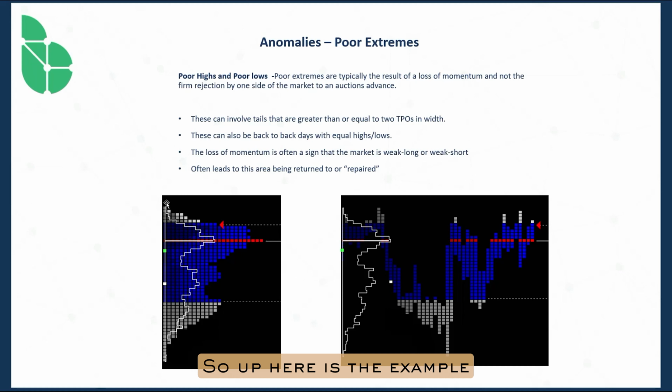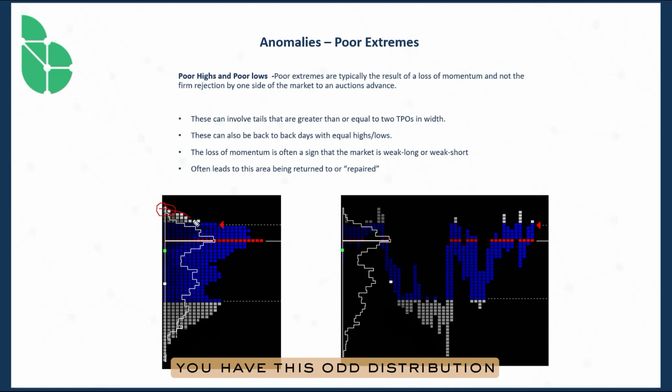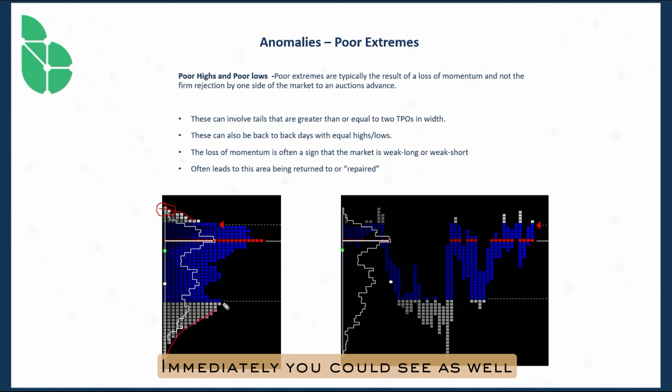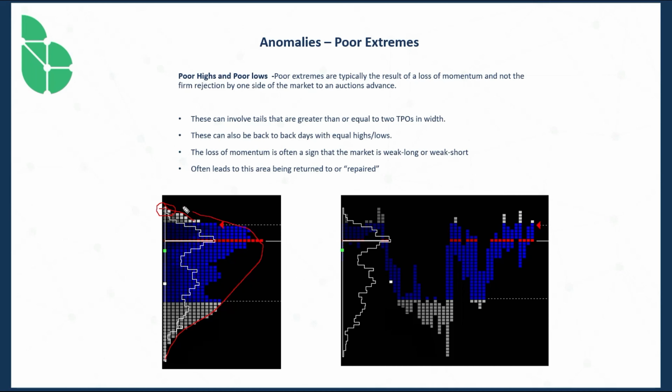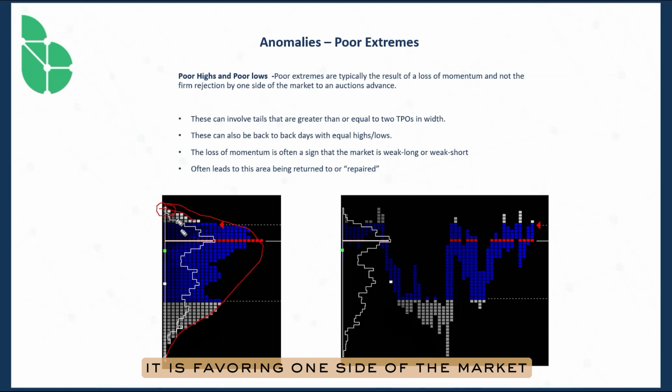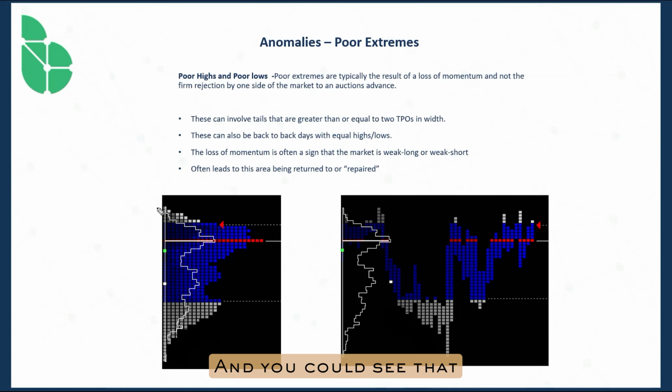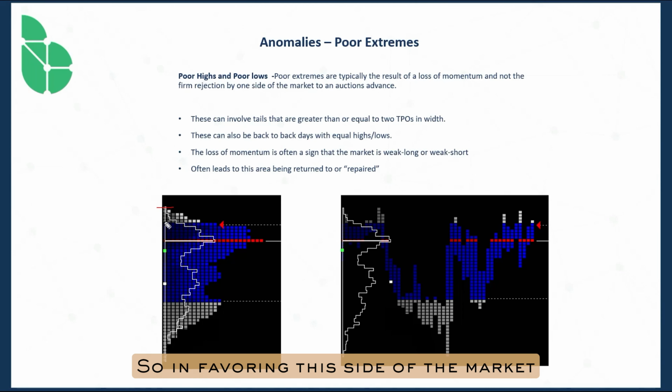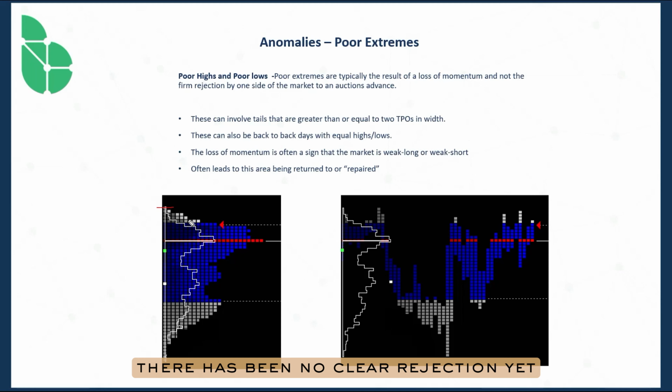Up here is the example that we're going to be pointing to. This is an example of a poor high. You can see you just have one TPO right here, and then immediately you have this odd distribution. You could see right away how this is not very balanced. This is not balanced at all. It is favoring one side of the market, and you can see that this is a poor high. In favoring this side of the market, there has been no clear rejection yet showing any type of tail or immediate response by sellers.